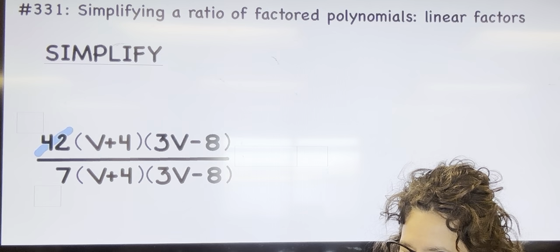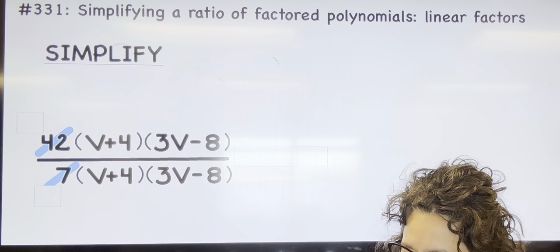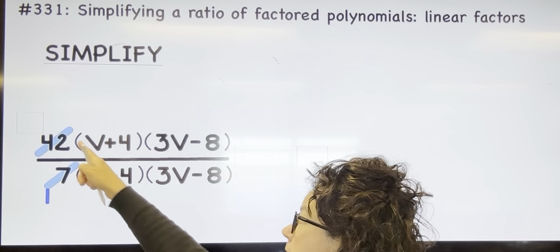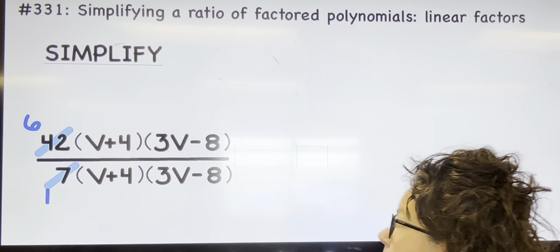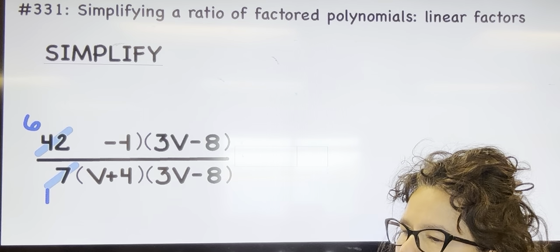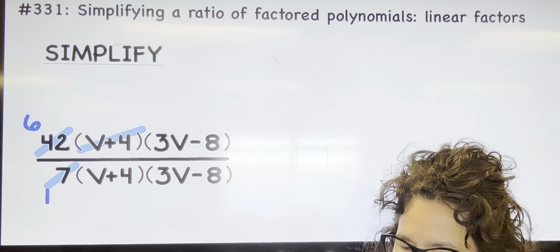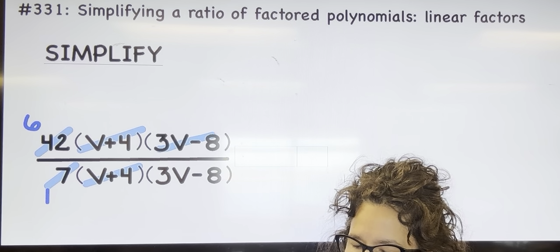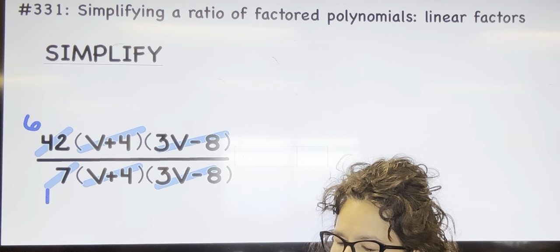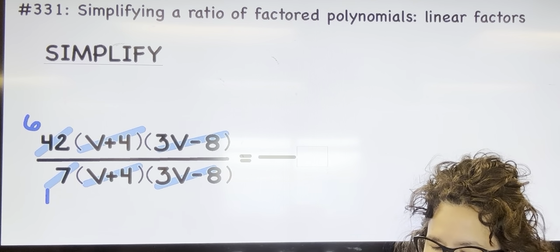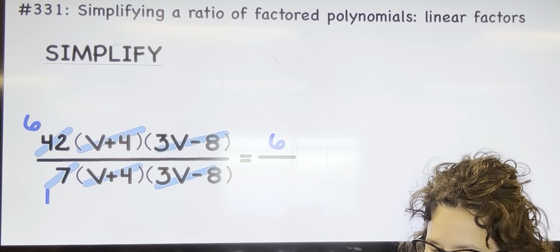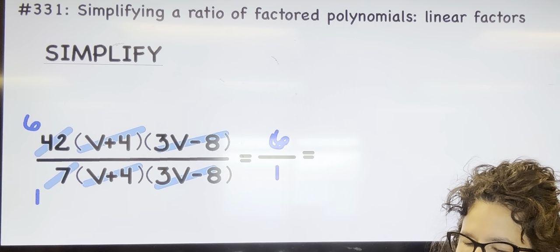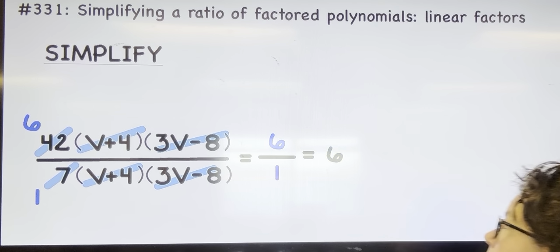So for example, I can cancel this 42 and this 7. 7 fits into 7 one time, and then 7 fits into 42 6 times. I can also cancel this v plus 4 with this v plus 4 because they're exactly the same. And then the 3v minus 8s, I can cancel those. So the only thing I have left in this one is the 6 and the 1, and then 6 over 1 is just equal to 6.